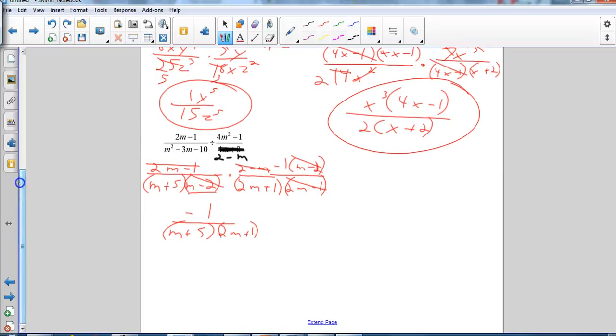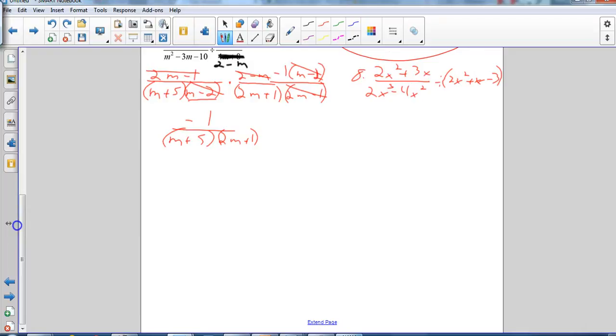And now, what's missing from this sheet, which is on your sheet, is number 8. Which is 2x squared plus 3x over 2x cubed minus 4x squared divided by 2x squared plus x minus 3. So, moving on. Division problem. Got to change to multiplication. This is really over 1, so it's going to move to the bottom.